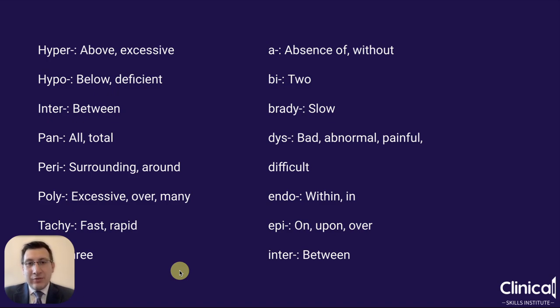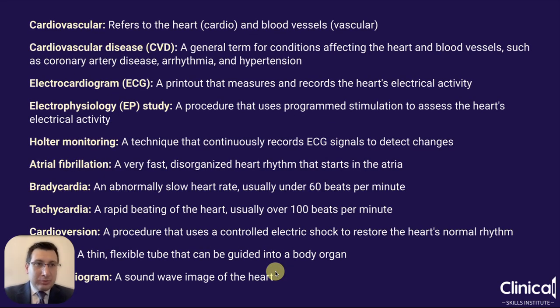Whenever we see dys at the beginning of a word, that usually means something is abnormal or painful, or generally that's bad. The word endo means inside something or within something. The prefix epi means on something, over something, usually the outer layer. And then we talked about inter. So these are some terminology that we will see around the chapter, and you will read in the textbook.